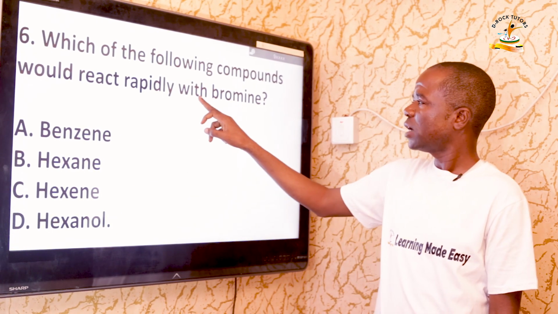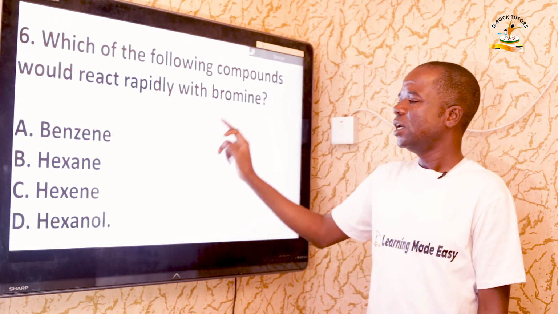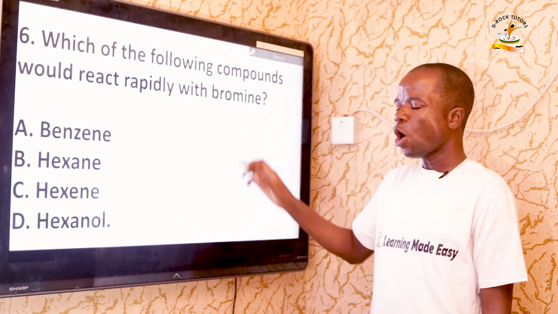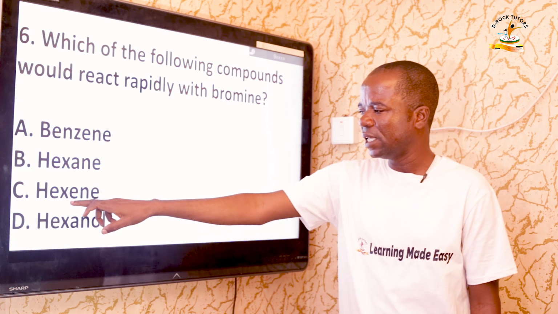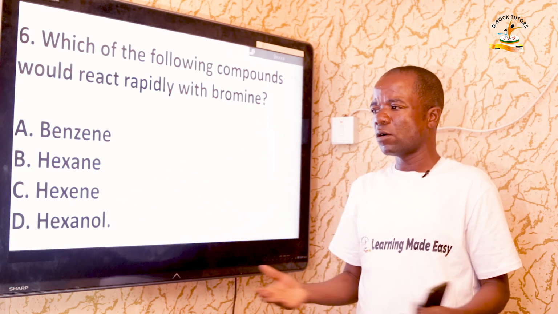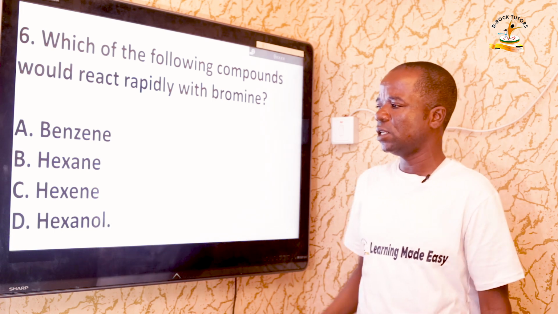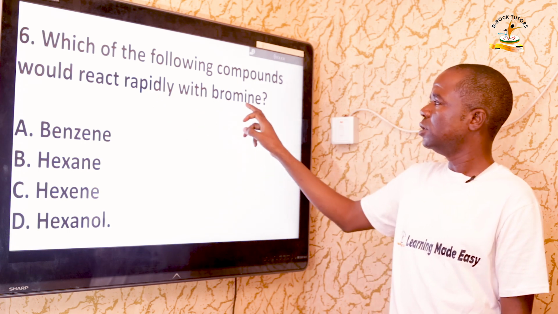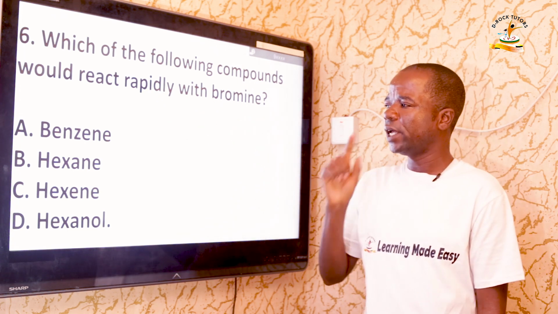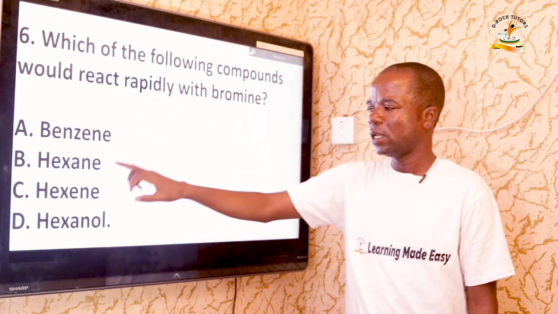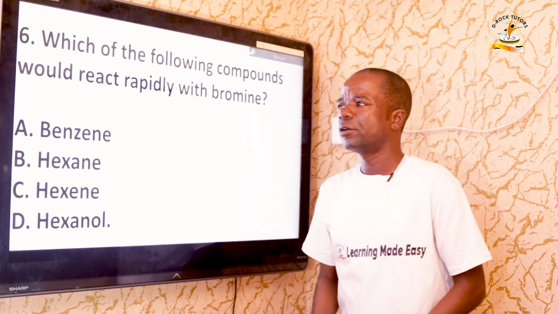Hexane will react rapidly with bromine. As a matter of fact, if hexane is dropped drop-wise into bromine water, almost instantly as hexane gets in contact with the bromine water, the bromine water is decolorized almost instantaneously. So the correct answer is C. Hexane reacts rapidly with bromine water. Don't forget, benzene also reacts with bromine water, but not rapidly. That's what makes C the correct answer.